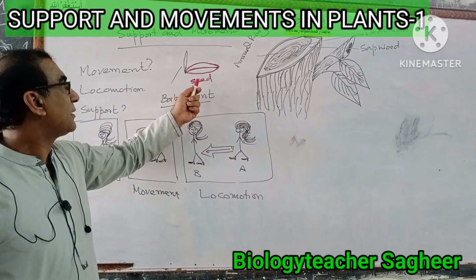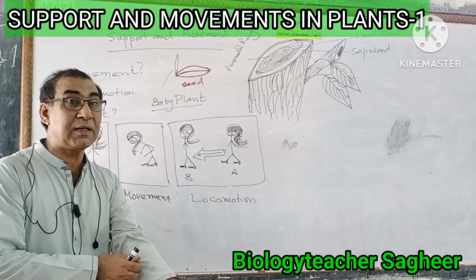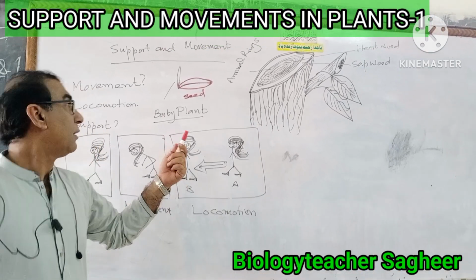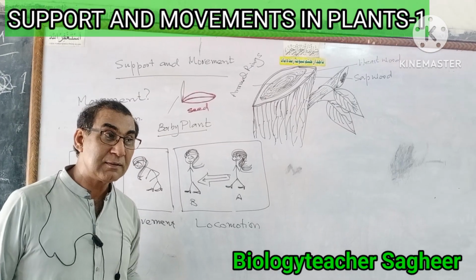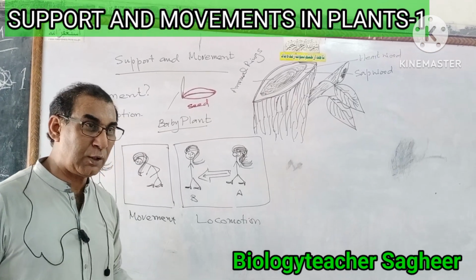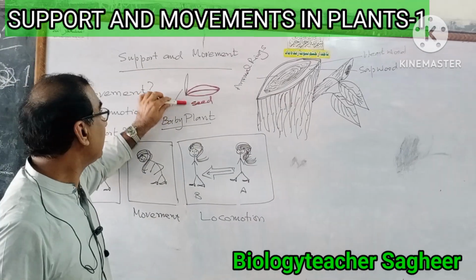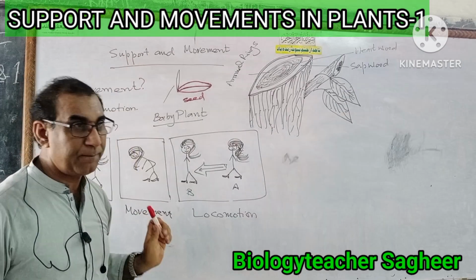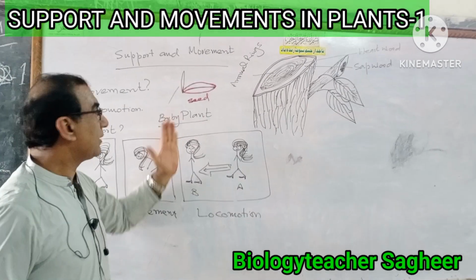Now let us come to movement and support in plants first. This is the seed of Triticum aestivum. Triticum aestivum is wheat, gandum in Urdu. Its seed is now germinating. This is the baby plant, and the baby plant is upright.